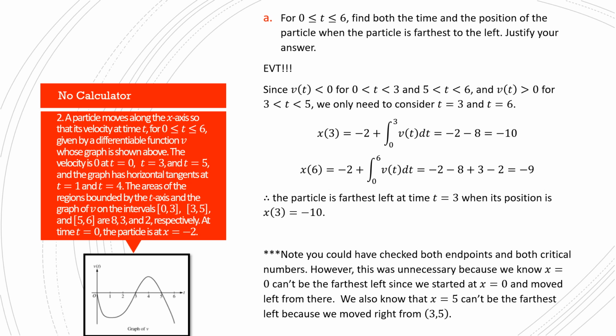All right, now please understand that I did not really run the full extreme value theorem because it wasn't necessary. But when I taught you guys extreme value theorem, I taught you to check both endpoints and all the critical numbers. Therefore, you could have checked 0, 3, 5, and 6 because 0 and 6 are the endpoints. 3 and 5 are your critical numbers. You still would have gotten the same answer. It just was unnecessary and it wouldn't have been part of the points of the question.